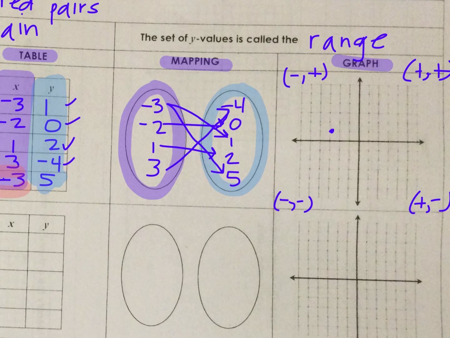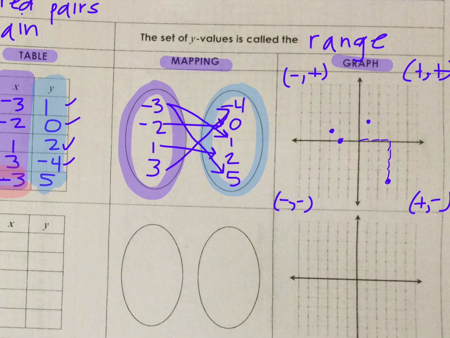Okay, the second one is -2 to 0. So that means I'm going to go over 2, and I don't go up or down any, so that one just goes right there. 1 to 2, so right 1, up 2. 3 to -4, so 1, 2, 3, and then -4, 1, 2, 3, 4.